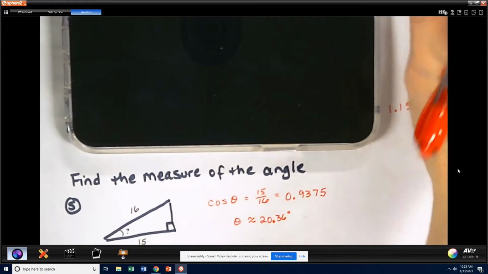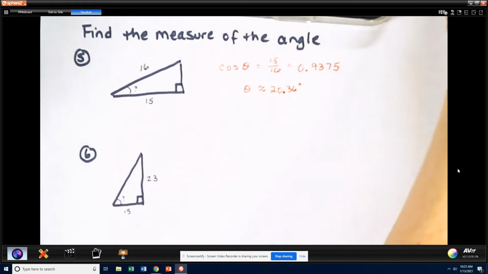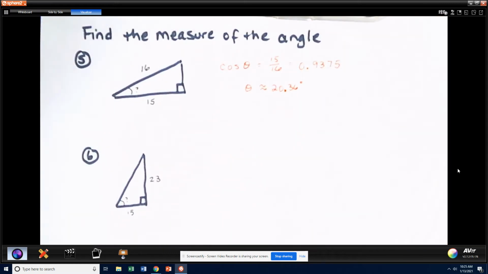So let's try another one. Take a moment and look at this. Look at the angle. We'll call that angle theta, our unknown. We want to decide which trig function to use. What is the relative position of those sides compared to that angle? Which trig function would you use?